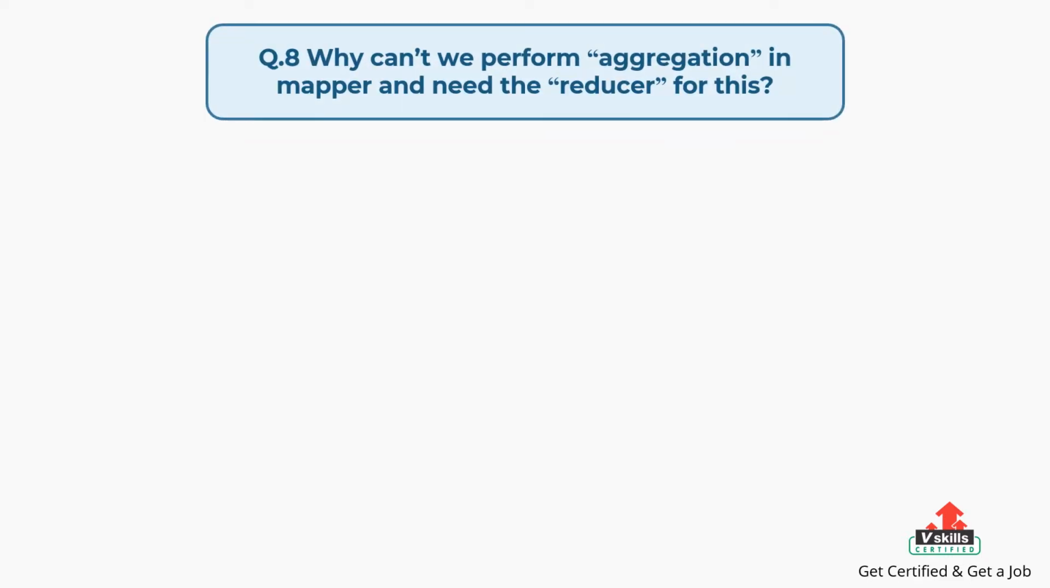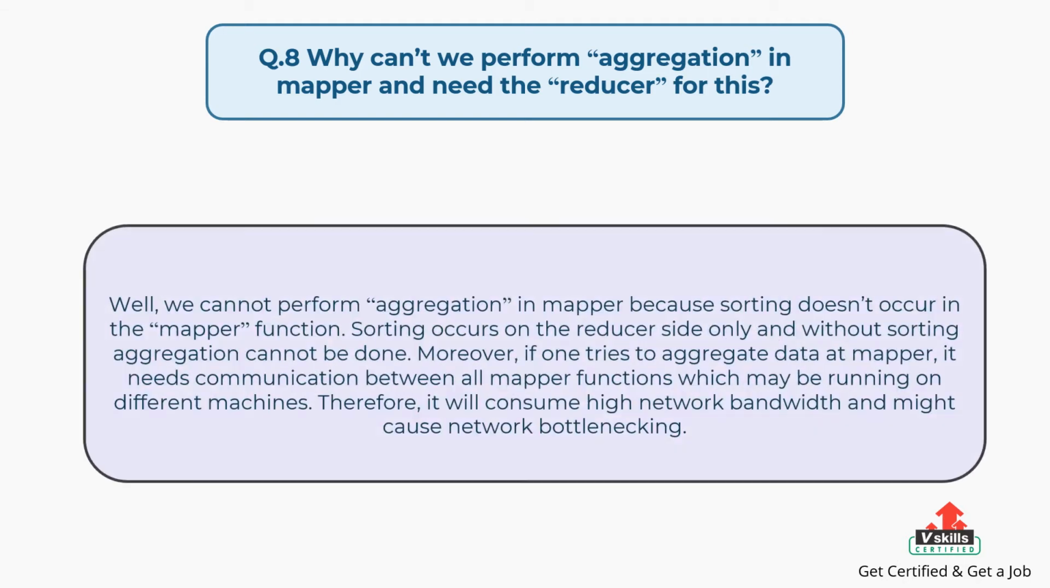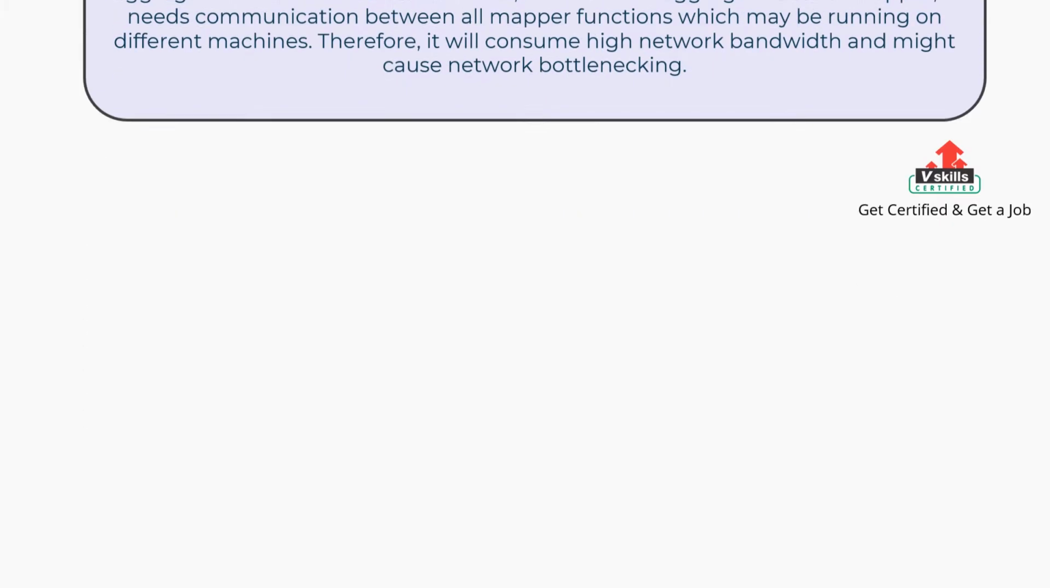Question number 8. Why can't we perform aggregation in Mapper and need the reducer for this? The answer is, well, we cannot perform aggregation in Mapper because sorting doesn't occur in the Mapper function. Sorting occurs on the reducer side only, and without sorting, aggregation cannot be done. Moreover, if one tries to aggregate data at Mapper, it needs communication between all Mapper functions which may be running on different machines. Therefore, it will consume high network bandwidth and might cause network bottlenecking.